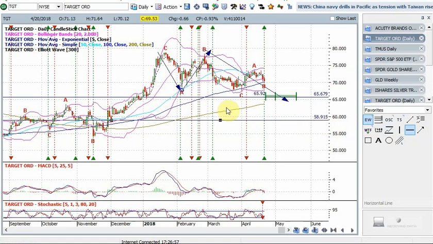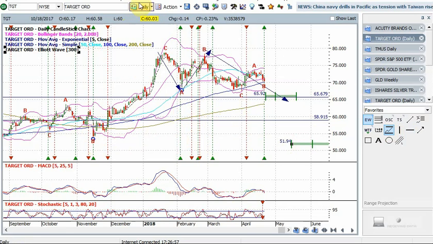So I can set this tool at any one of these lows here. Let's go to this low here, and if we put it there and the price breaks that support level, that will be the target that we could potentially see.